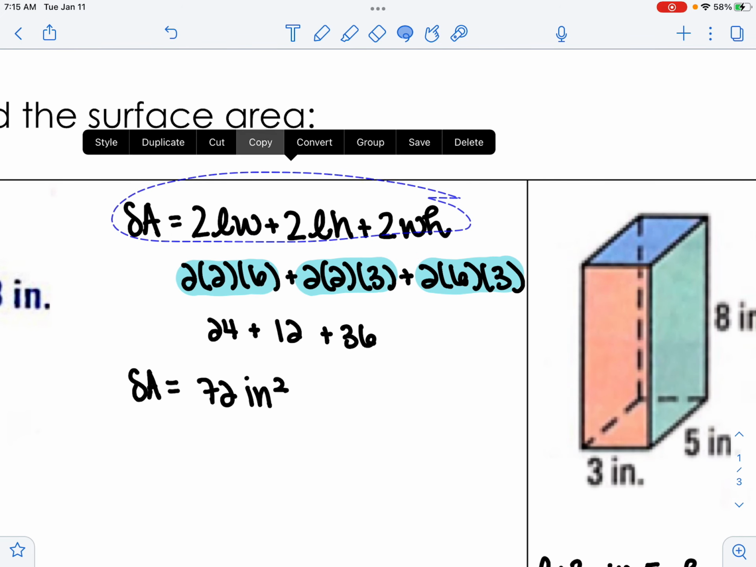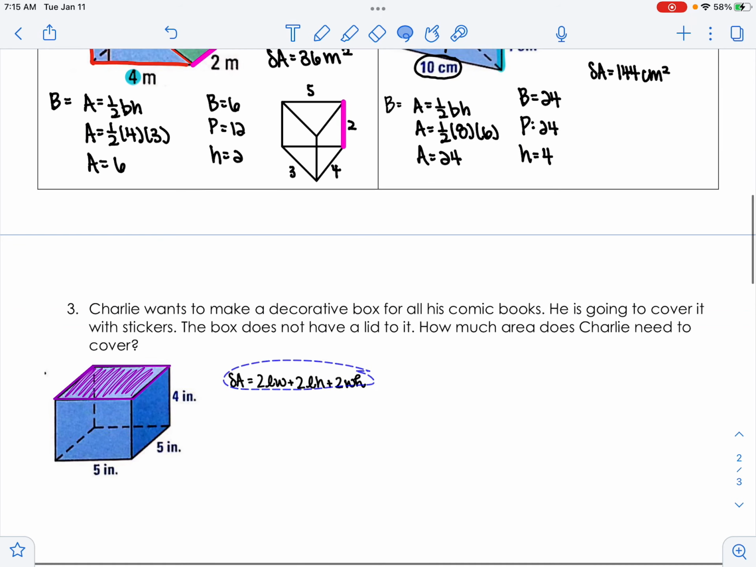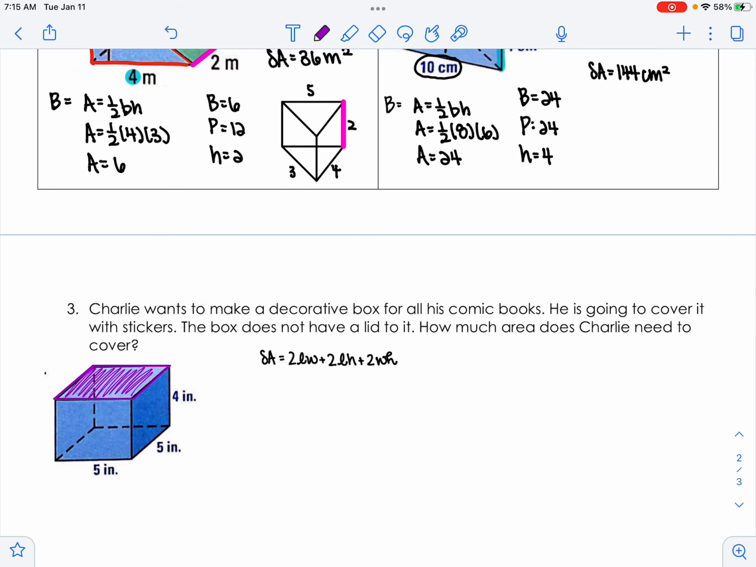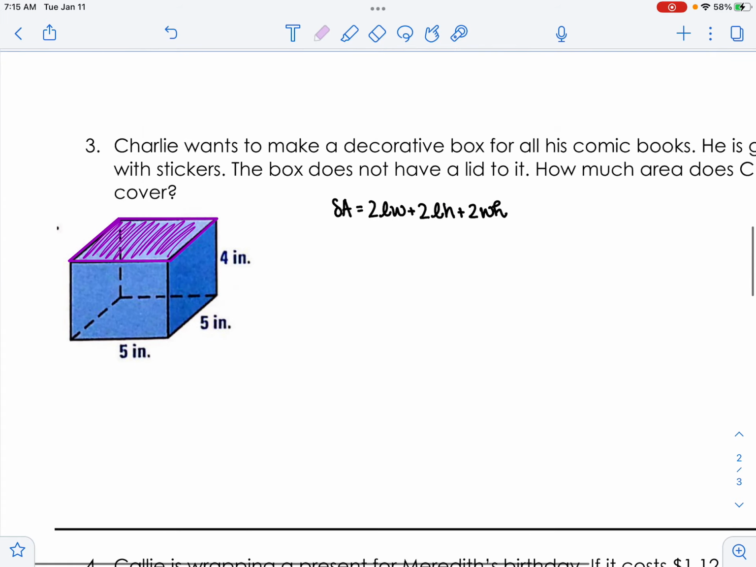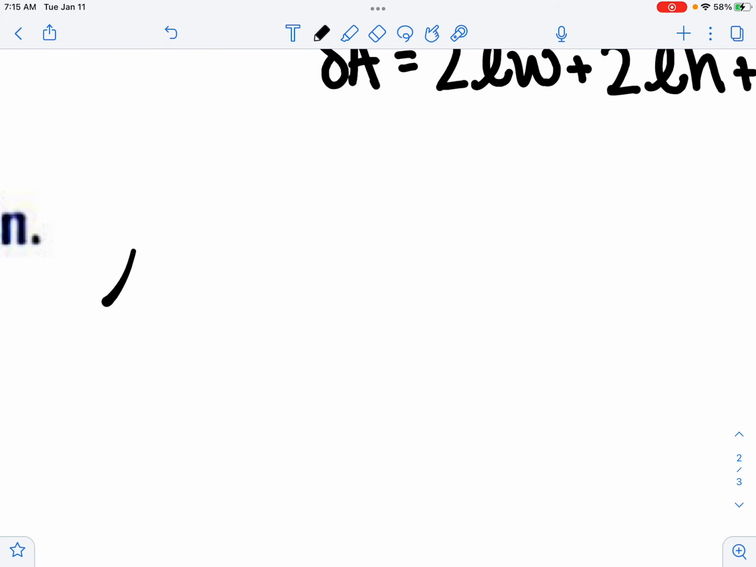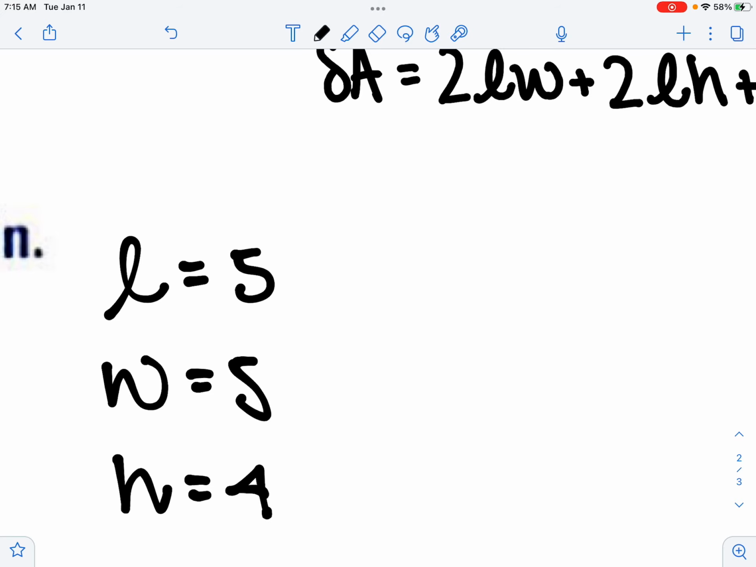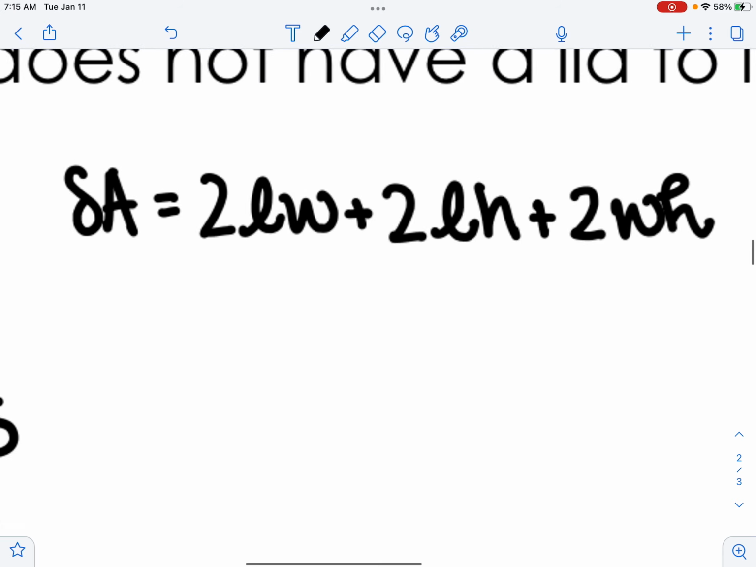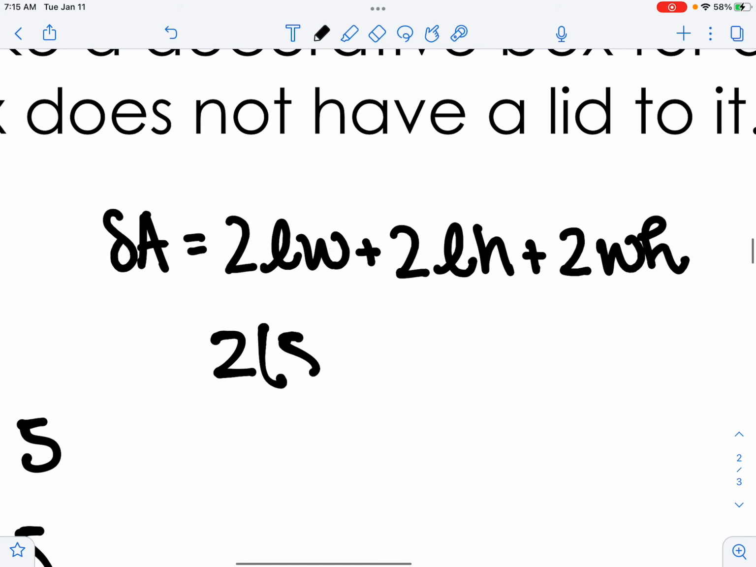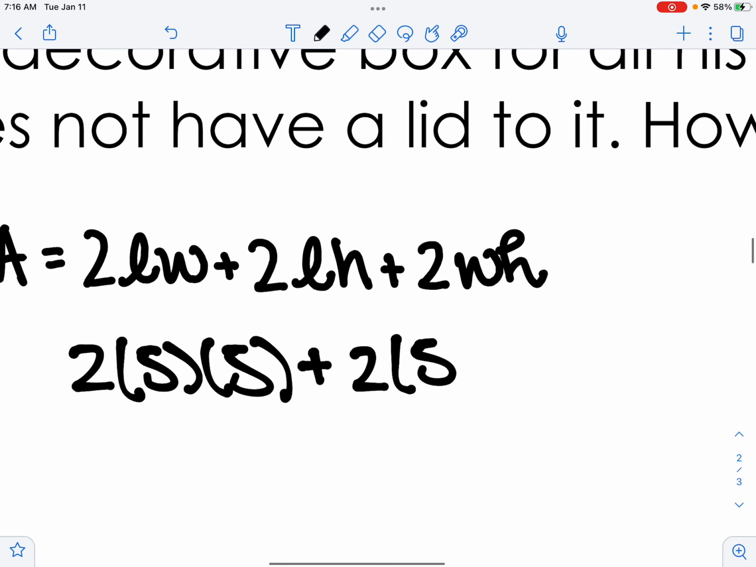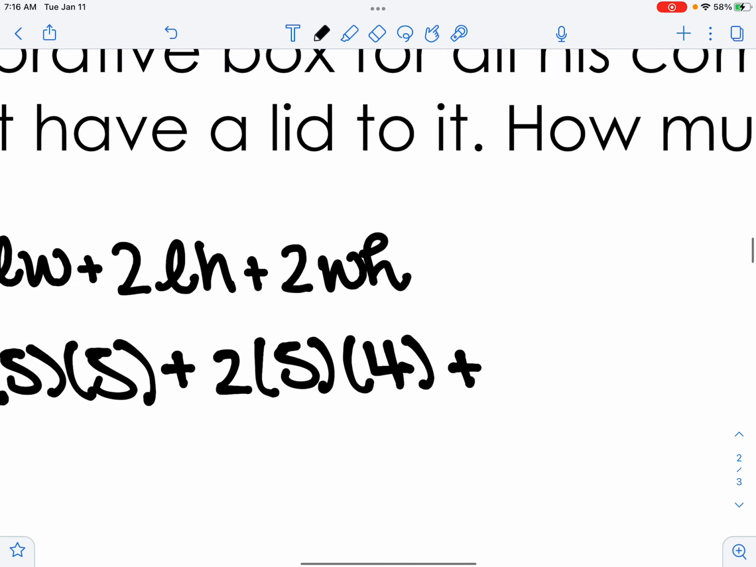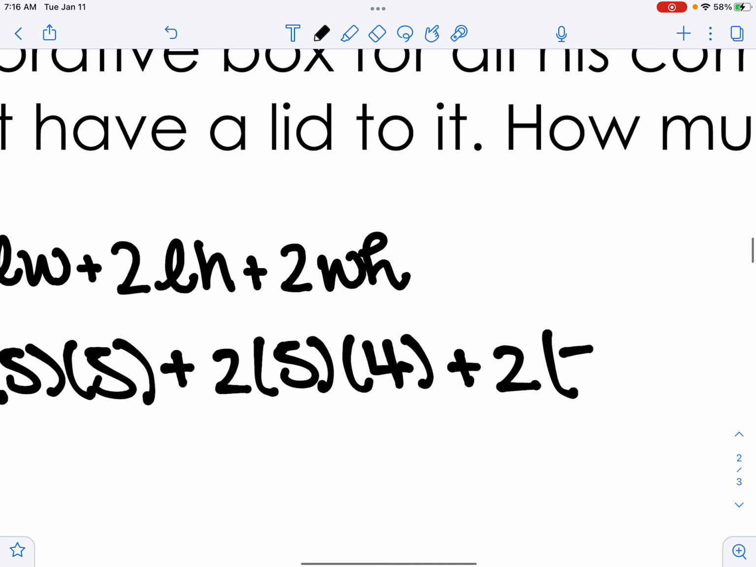So let's go ahead and write down or copy and paste our surface area formula for a rectangular prism. And after that, let's identify what our length, our width, and our height is. I'm going to say that my length is 5, my width is 5, and my height is 4. So substituting in, we're going to do 2 times 5 times 5 plus 2 times 5 times 4 plus 2 times 5 times 4 again, okay?